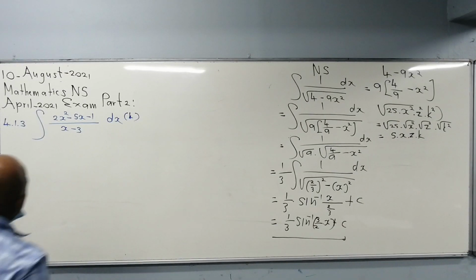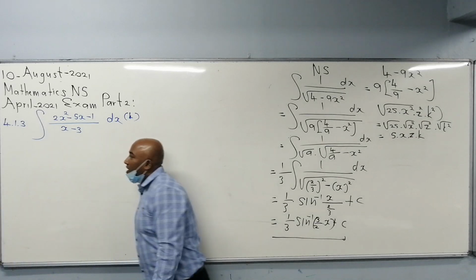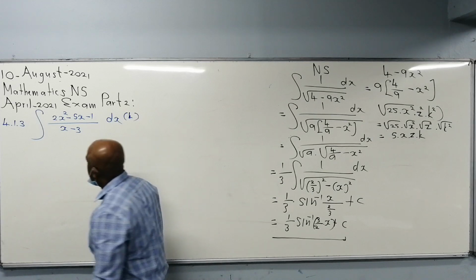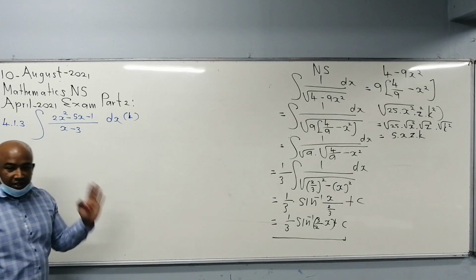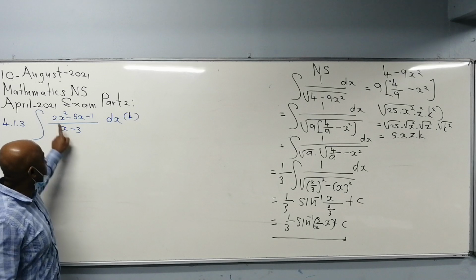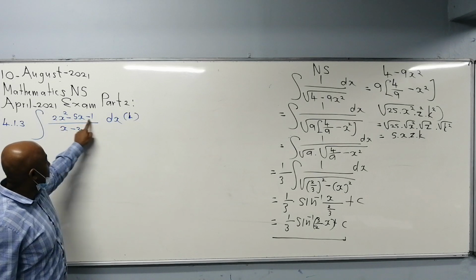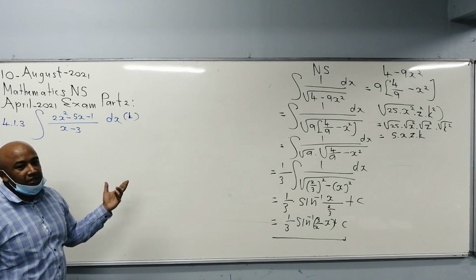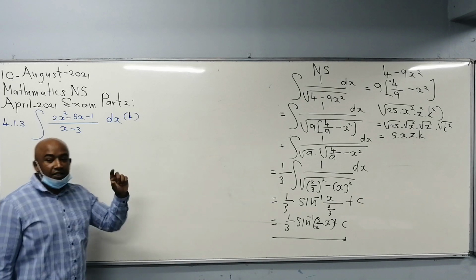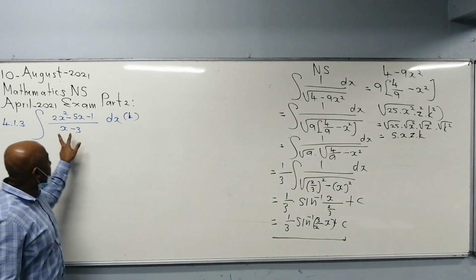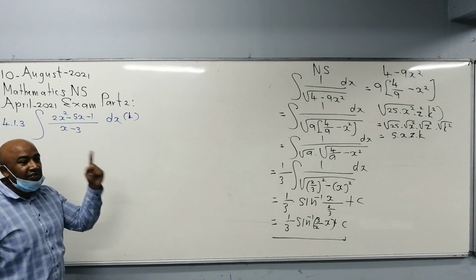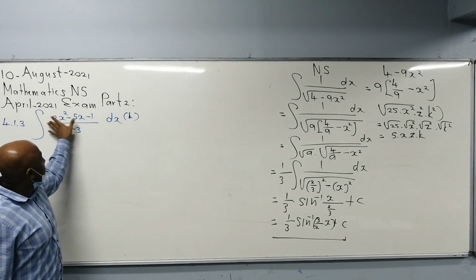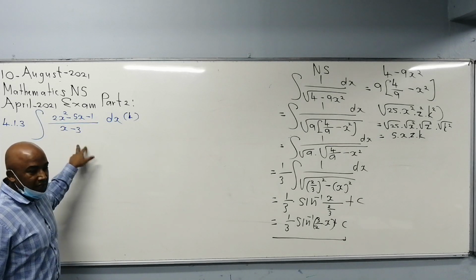Right, 4.1.3, we have a fraction. First thing to check for: you can see there's a quadratic here. Can it be factorized? That's not so important if it can. Can it be factorized, and is one of the factors x minus 3? Will it cancel? That's the first thing you should be thinking. If I try to factorize this, will it cancel with x minus 3?